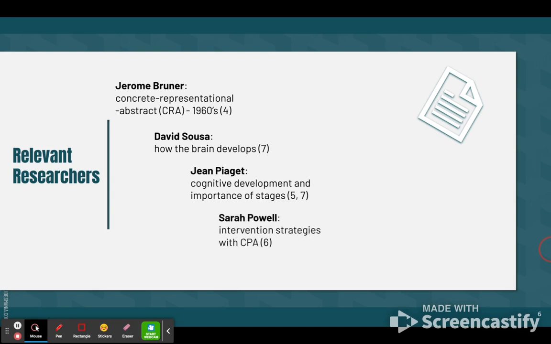Sarah Powell is a researcher who focuses heavily on math intervention strategies, why students struggle, and what methods teachers can use. One of those methods that she revisits often is CPA.